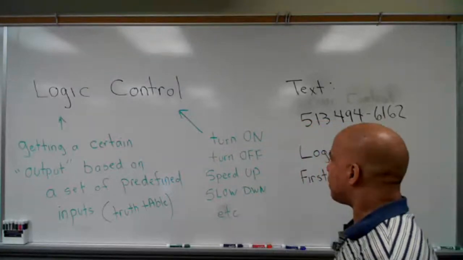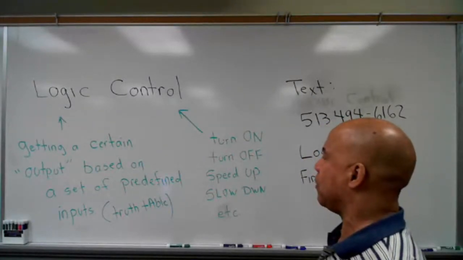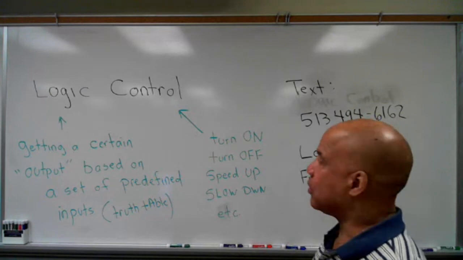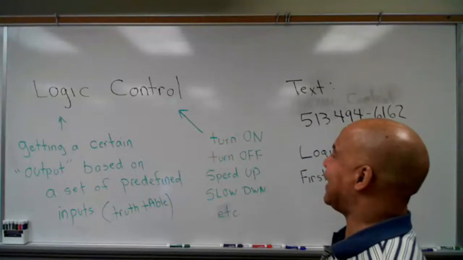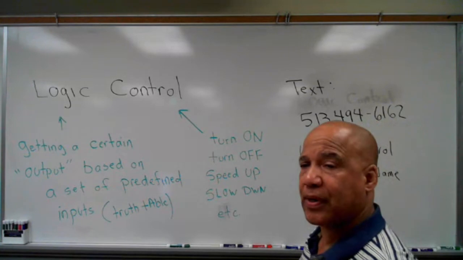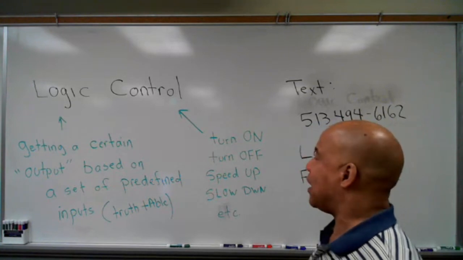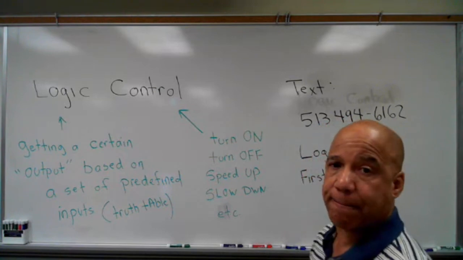So I have my definition, or a definition, for logic and what we mean by control. So logic is getting a certain output based on a set of predefined inputs. So when I say output, we're talking about electrical outputs. And these predefined inputs, what I mean by predefined, they're defined by something called a truth table. And we'll talk about what a truth table is and how it applies to logic.